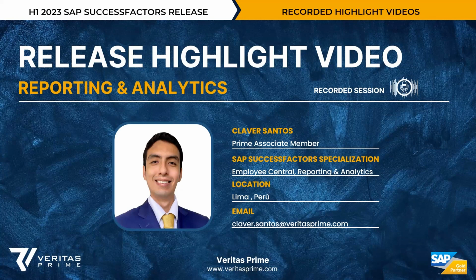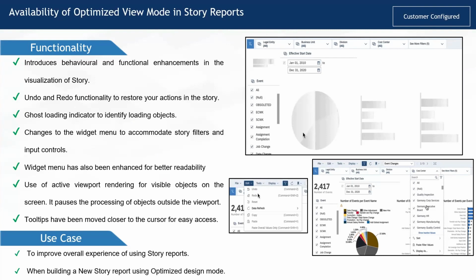So let's begin by looking at our first highlight. Our first highlight is availability of optimized view mode in story reports. Optimized view mode offers new story design capabilities. It is possible to use optimized view mode on existing and new story reports. Since the optimized view mode is disabled for stories built using the classic design mode, you can enable it by clicking on the file icon located at the top left, edit story, and head to the story detail section.